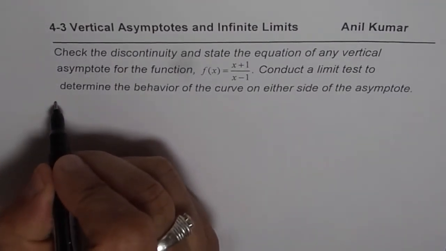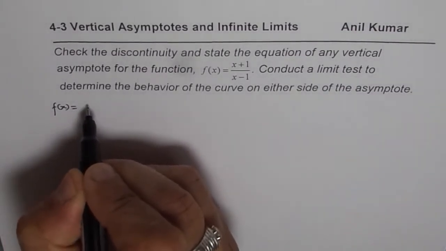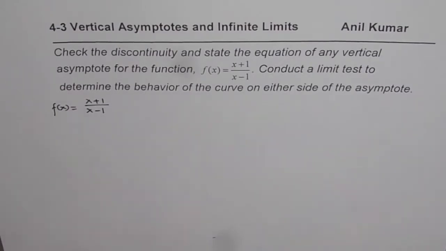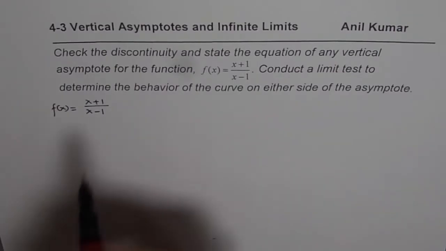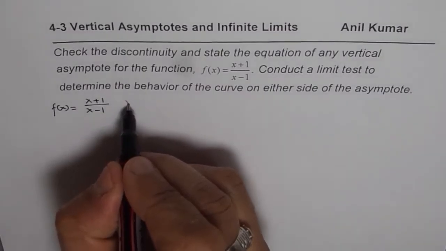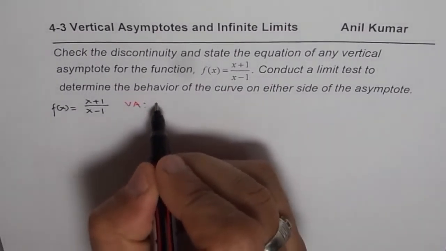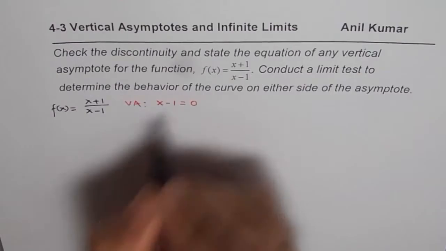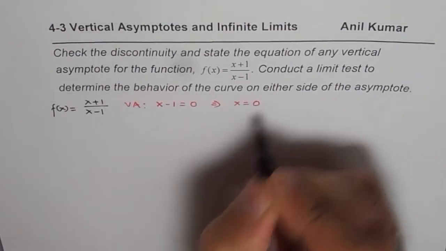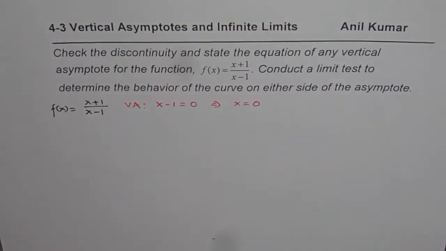So we are given the function f of x equals x plus 1 over x minus 1. Now, a vertical asymptote will exist if the denominator is 0 and the numerator is not 0 for the same value, right? So, for the vertical asymptote, we have x minus 1 equals 0. That gives us the condition. So, that really means x equals 1 is the equation of a line which is going to be the vertical asymptote for the given function, right?